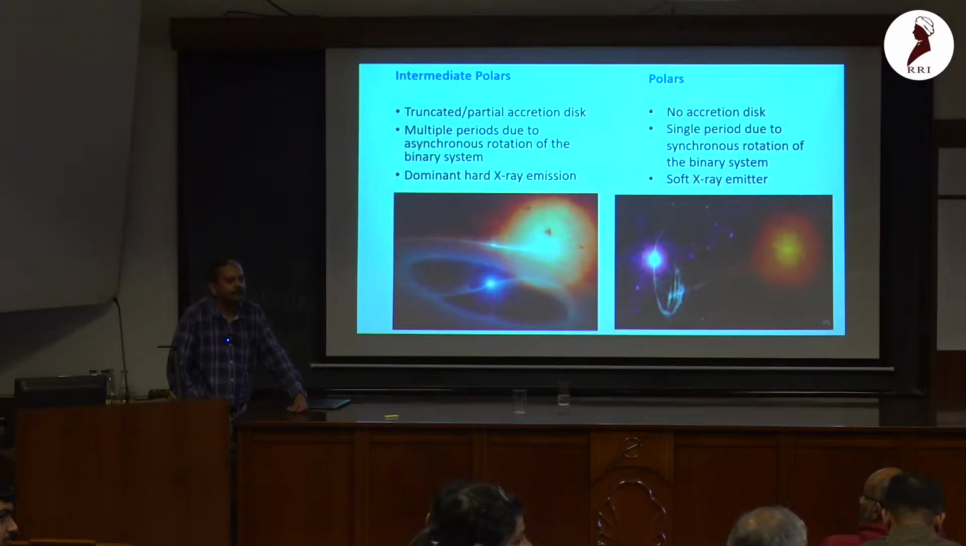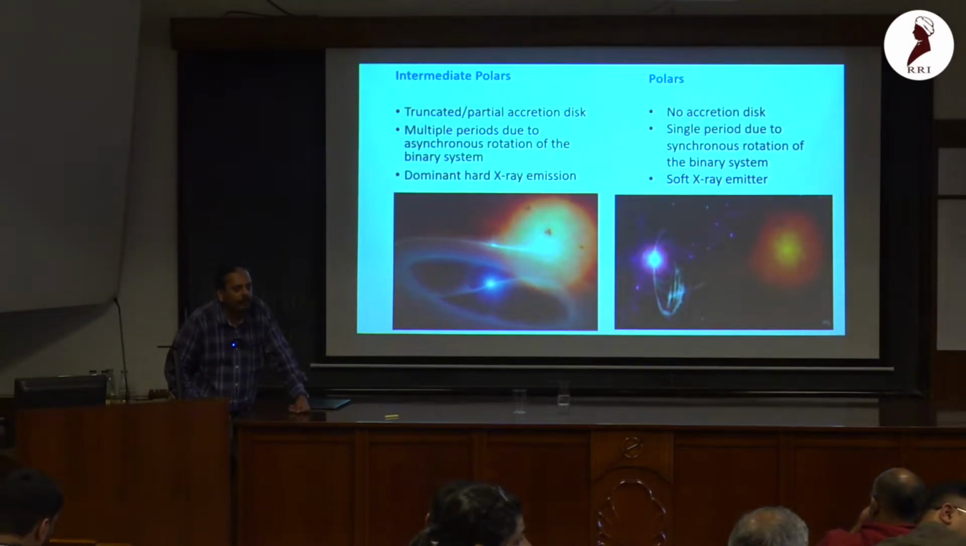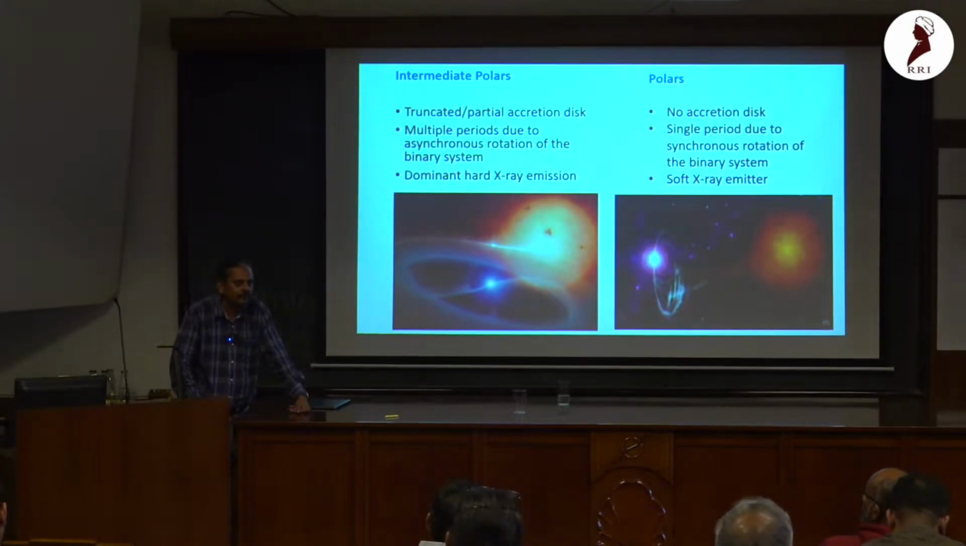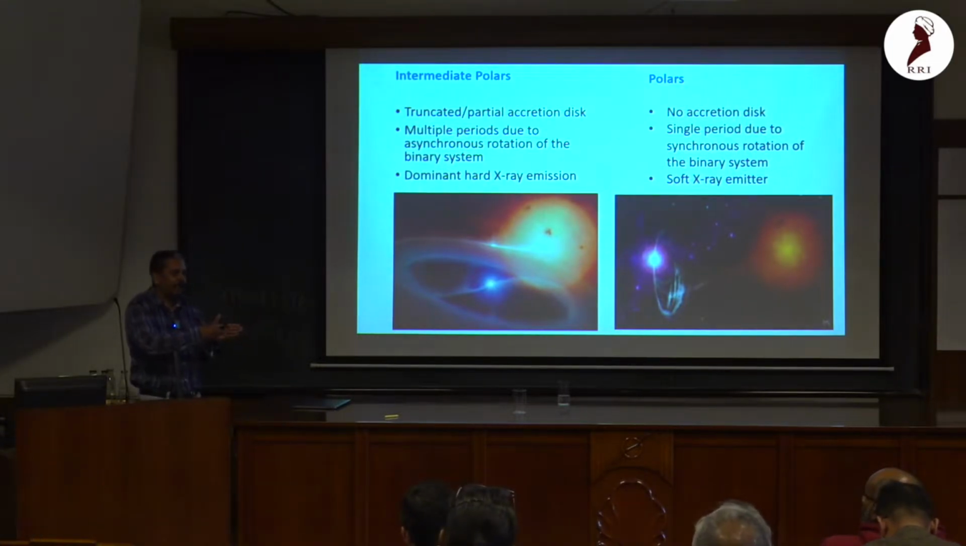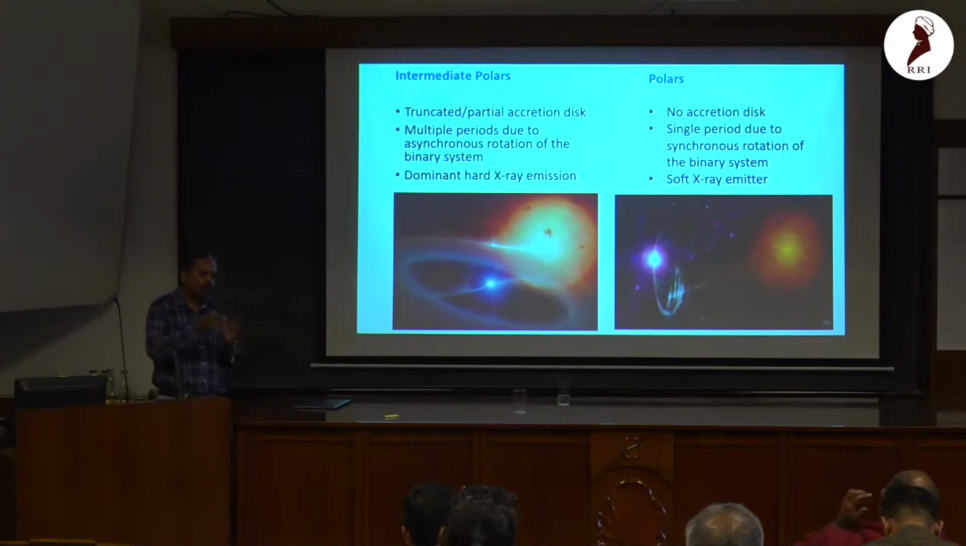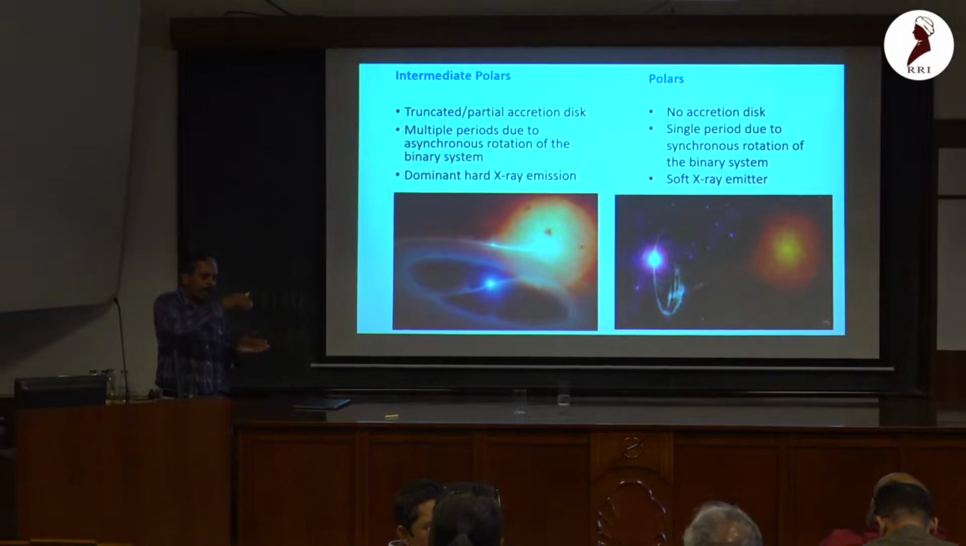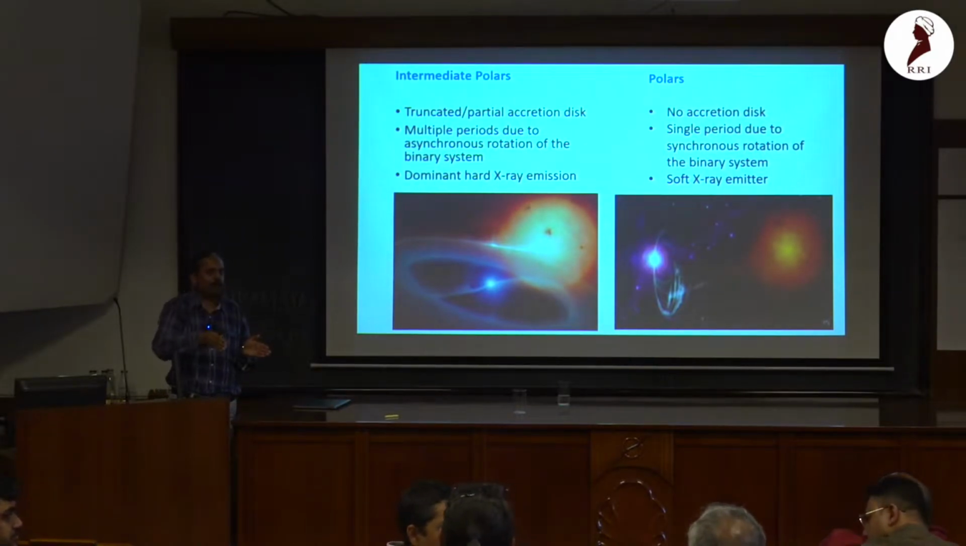Sir, could you explain why one has dominant hard X-ray emission and the other one has soft? Because I was expecting that if it has an accretion disk, it would be emitting in soft X-rays. No, the accretion disk will be emitting in soft X-rays, but the white dwarf, the main component, is emitting in the hard X-rays. So here you will see the hard X-ray emission. It's just an observational property that when you observe both of these systems, in hard X-rays the spectrum of this is flatter compared to the spectrum of the polar.